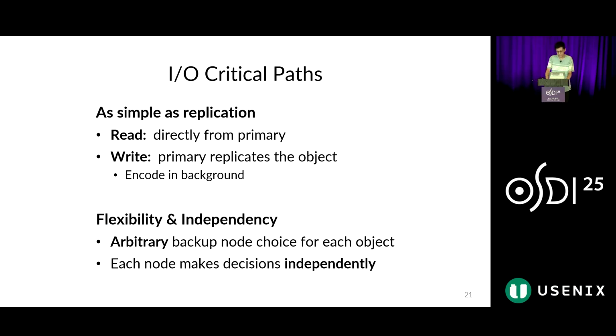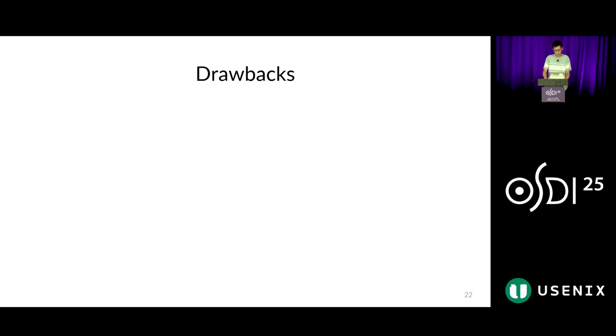Despite the complex theory and proof, the implementation of our policy is rather simple. The I/O critical path works just like replication. The difference is that there is a background thread on each node that encodes object replicas into parities. The most significant advantage of our policy is its flexibility and independence. Specifically, for each object, its primary node can make arbitrary and independent decisions of its replication target nodes.